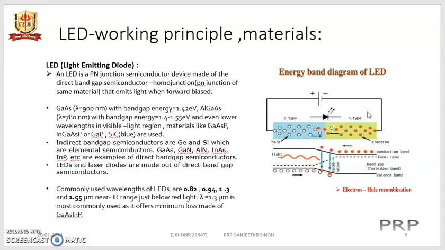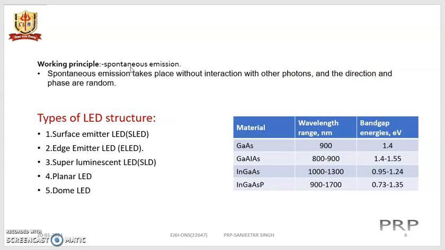So this shows the working of a LED structure when it is properly biased, and the working principle is based on spontaneous emission due to the electrons falling from the conduction band, the higher energy level, to the valence band, that is the lower energy level, and giving out the photons.